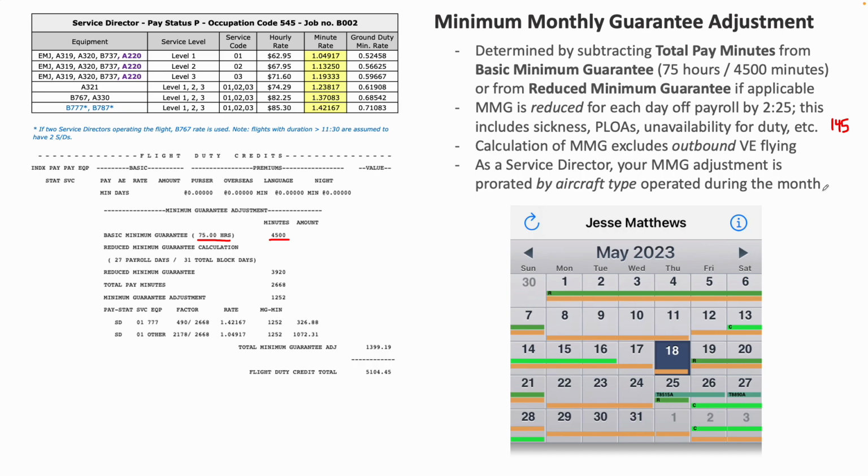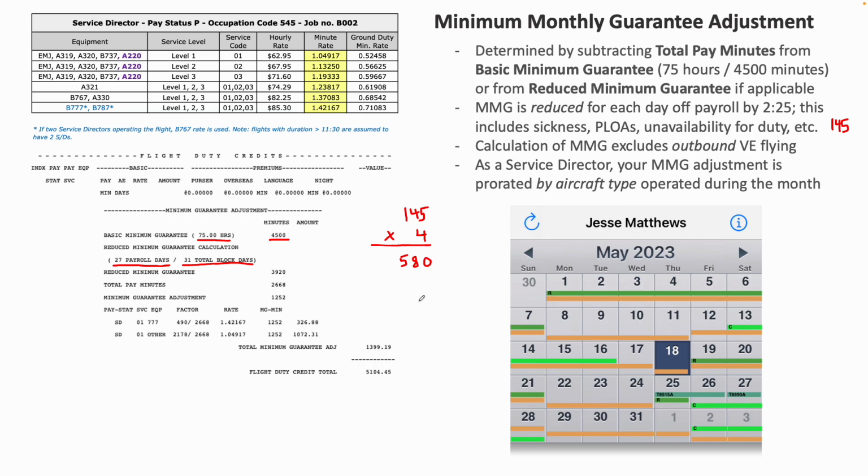Time off payroll includes when you are sick, personal leaves of absence, unavailable for duty, and so on and so forth. In my case, we see that I had 27 days on payroll out of the 31 possible. So we need to account for that reduction to get the new minimum monthly guarantee. Best way to do that is to take those 2 hours and 25 minutes per day, which is 145 in minutes format, multiply it by 4, since it is 4 days that I was unavailable for. And the grand total here is 580.